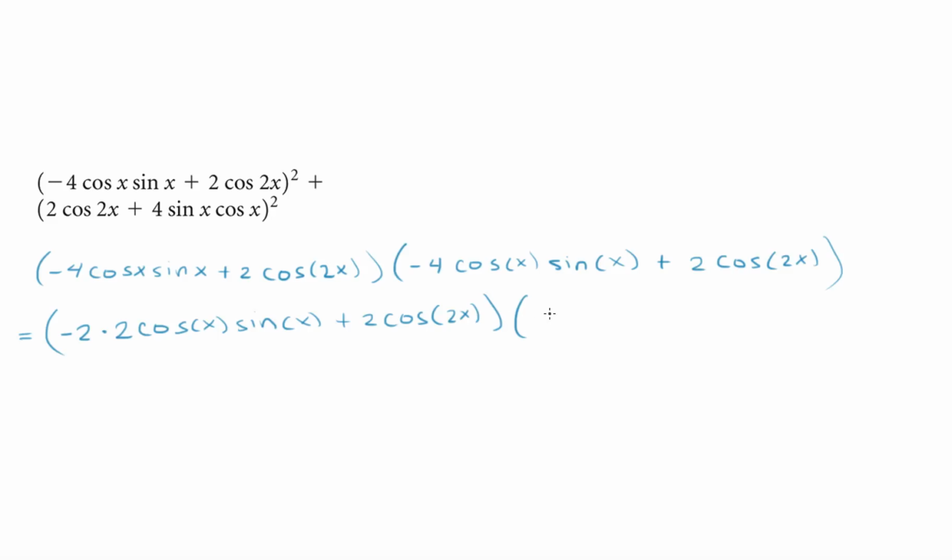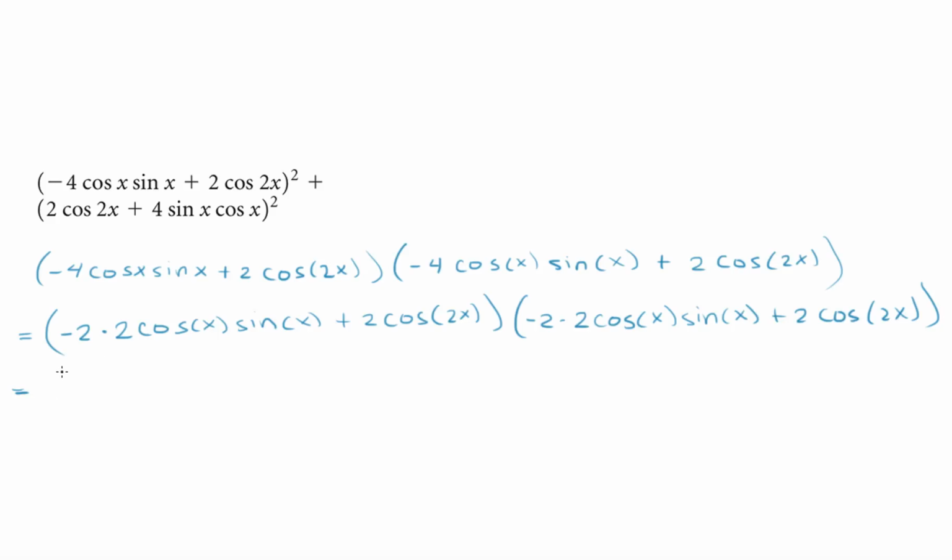Then I do the same thing here, -2 times 2 cosine x sine x plus 2 cosine of 2x. Now don't forget, we haven't yet written a second part of the plus, but I want to simplify the first part.